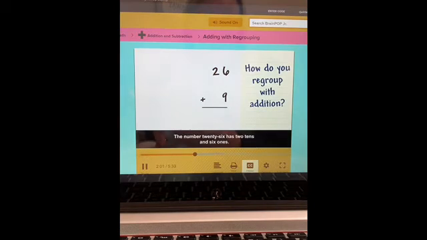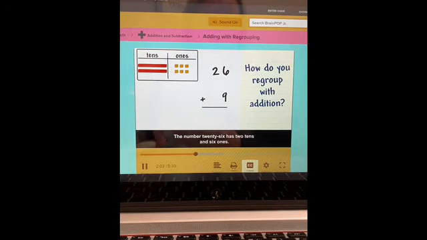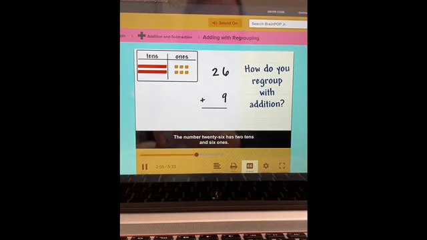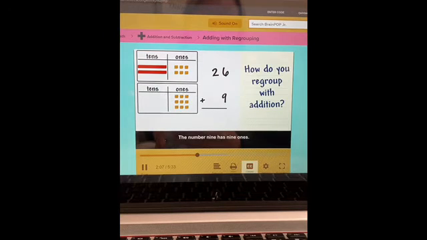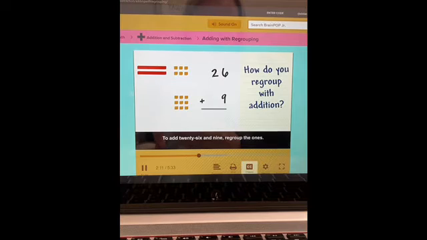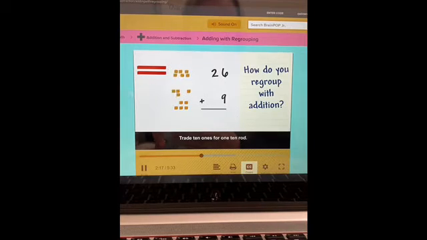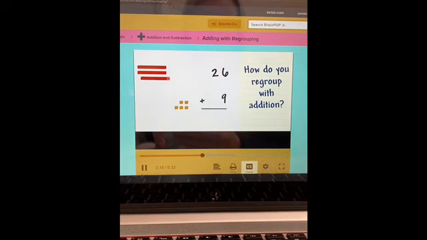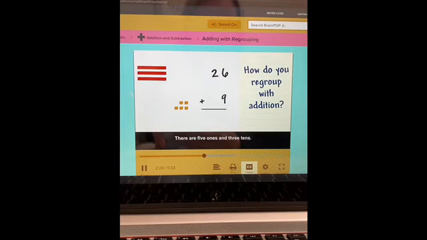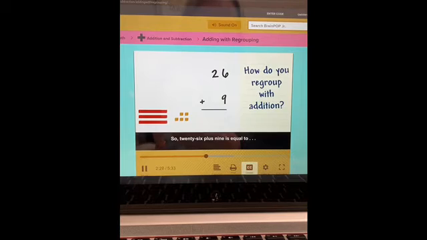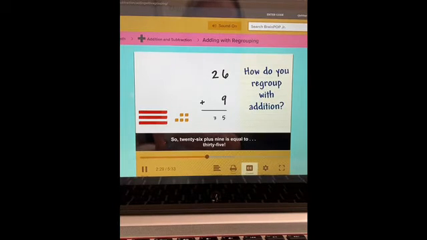The number 26 has 2 tens and 6 ones. The number 9 has 9 ones. To add 26 and 9, regroup the ones. Trade 10 ones for 1 10 rod. There are 5 ones and 3 tens. So 26 plus 9 is equal to 35.